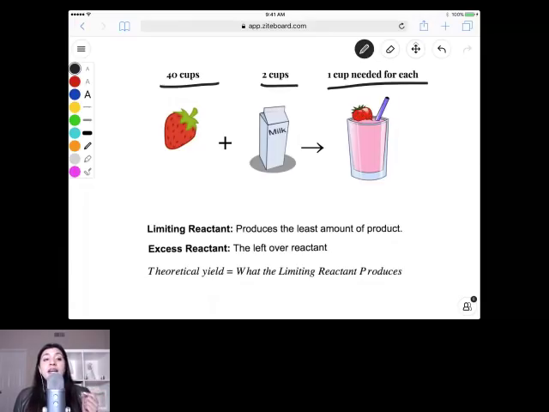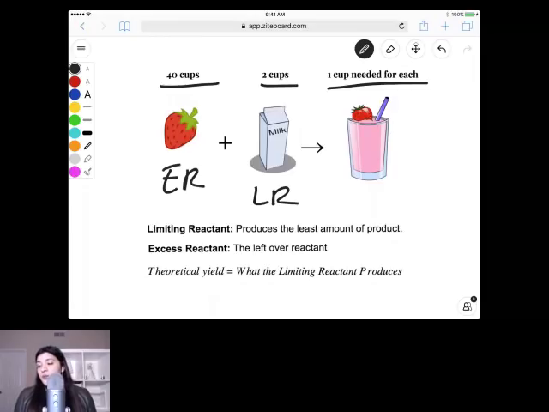So our limiting reactant is something that produces the least amount of product. We can look at it as what's going to run out the fastest and not be able to produce as many smoothies as possible. As we can probably see, the milk is going to run out, right? There's not enough milk, so we will only be able to produce 2 smoothies. So our limiting reactant, which I'll put here as LR, is going to be the milk. What is left over is then the excess reactant, which in our case will be the strawberries. I'm going to say ER, just saying excess reactant.